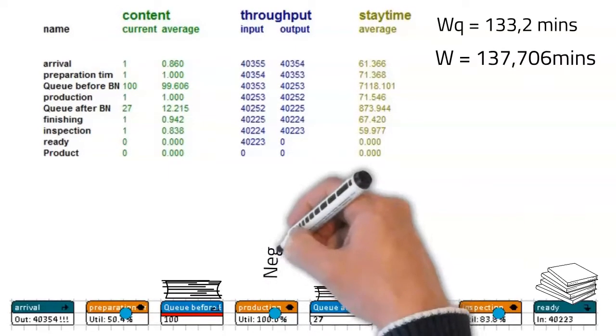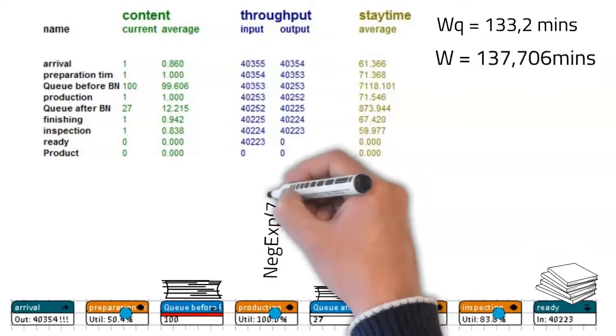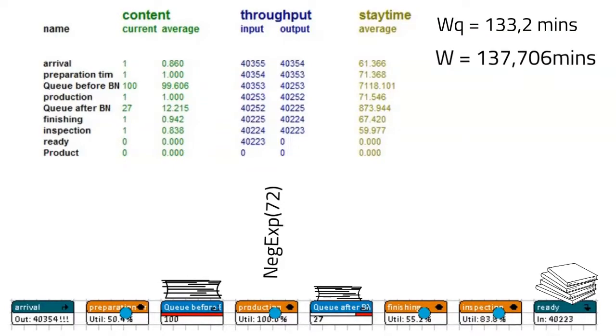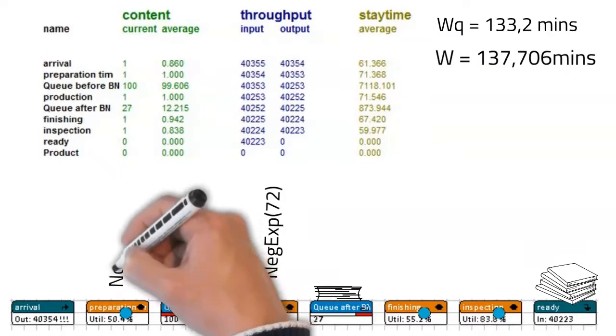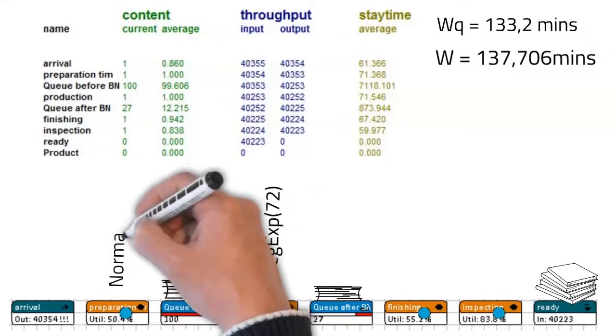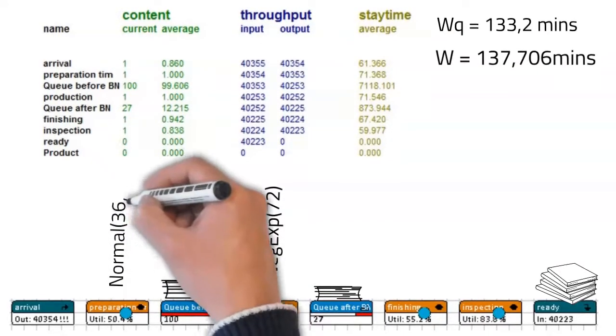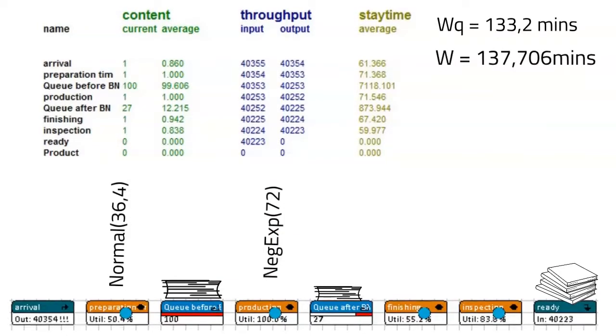Production is negative exponentially distributed with an average job time of 72 seconds. And if we take a look at the average state time of the process step, we see 71.5 seconds. So the numbers are fairly close. Now preparation has a time of job of 36 seconds. However, if we see the data sheet, the average state time is 72 seconds.